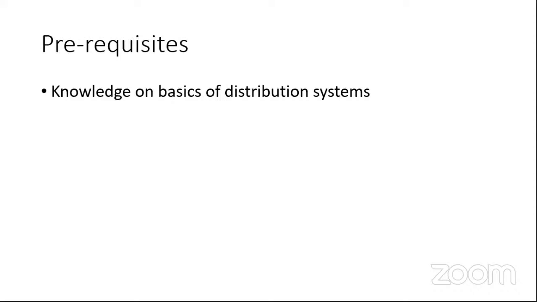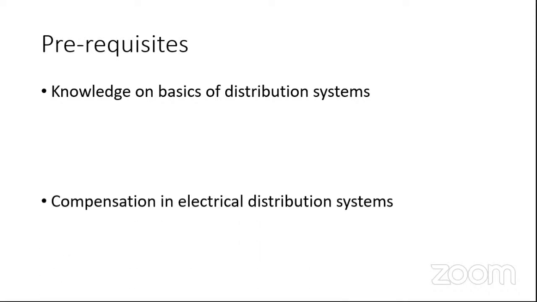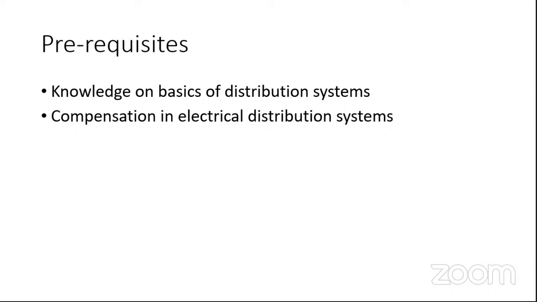We should also have an idea of distributors which are fed from one end, and those that are fed from both ends. When they are fed from both ends, what is the voltage maintained at the two ends is also an important point to be considered. Then compensation in electrical distribution systems, which you have already studied at UG level, is also a prerequisite to understand electrical distribution automation. What are the compensation mechanisms, or what is compensation in an electrical distribution system? One should know.